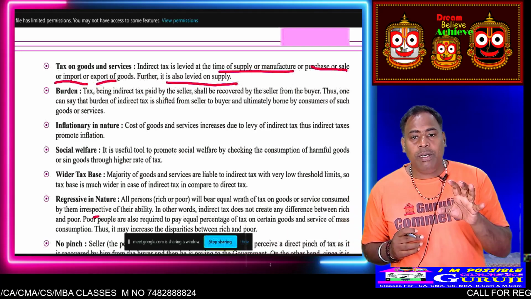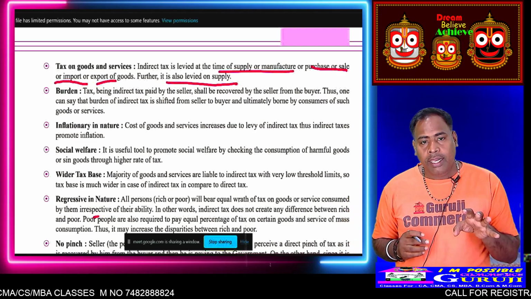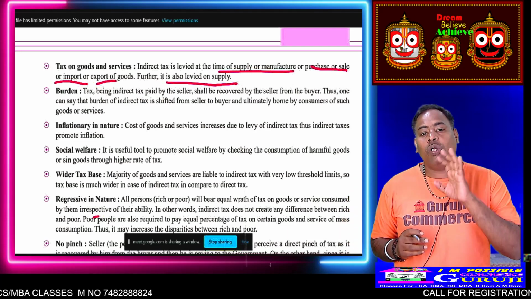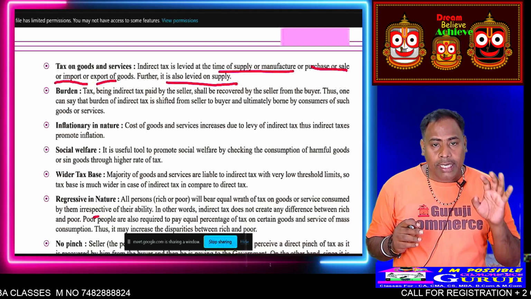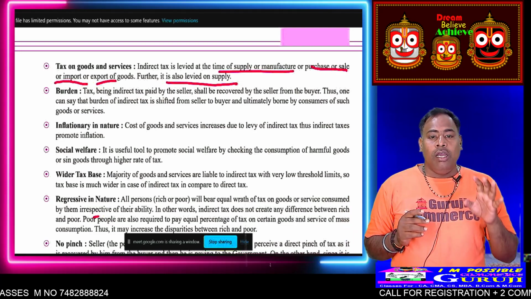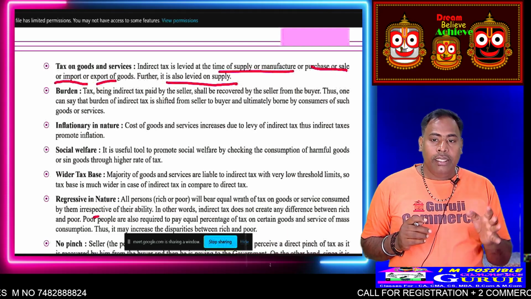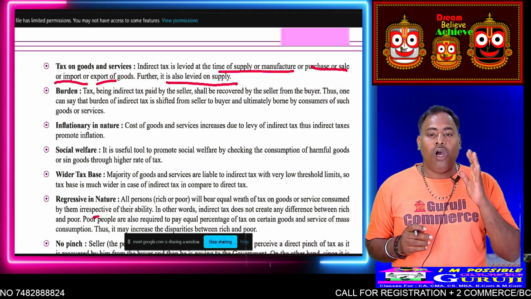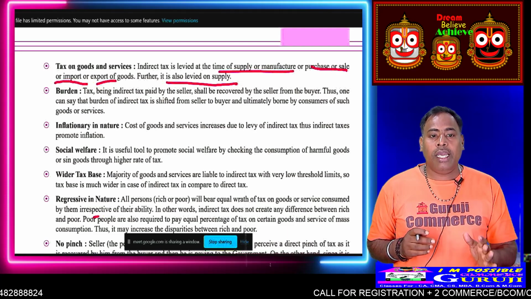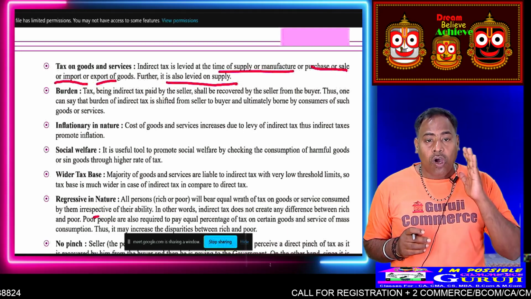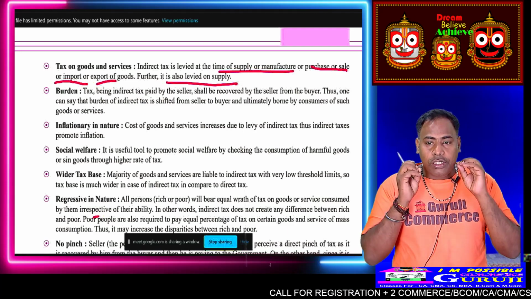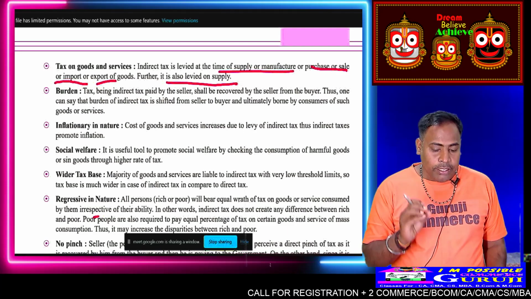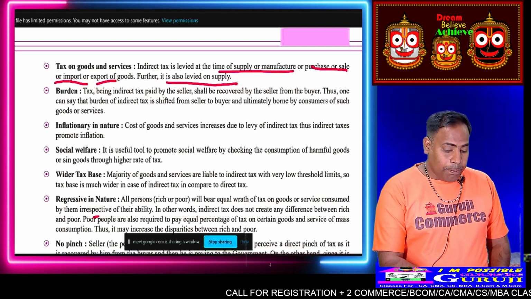So GST is levied on supply. So tax on the goods or services. Indirect taxation is levied at the time of supply, manufacture, purchase, sell, import or export. Nothing is left out. Everything is covered here. Then burden.